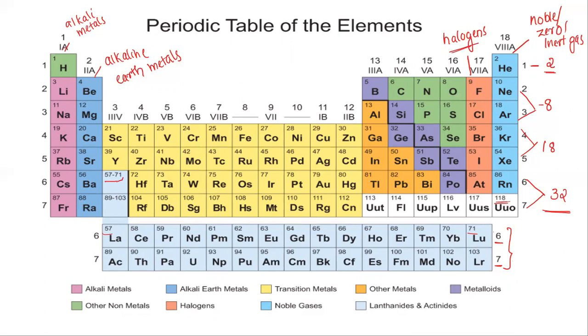The elements which lie on the border of the zigzag line are metals. Left is metals. On the border of this zigzag line, they are metals also. Okay, left side metals and right side non-metals. This much should be thorough.